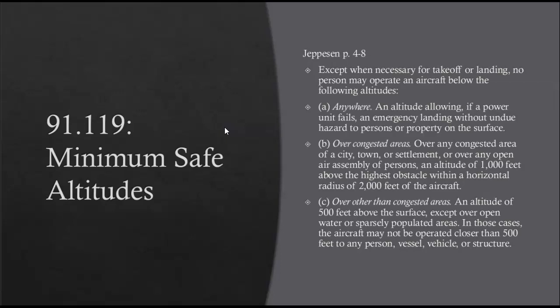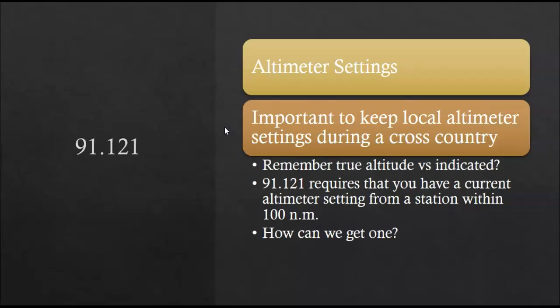If you're in an other than congested area, an altitude of 500 feet above the surface, except over open water or sparsely populated areas. In those cases, the aircraft may not be operated closer than 500 feet to any person, vessel, vehicle, or structure. Part 91.121 describes the rules for altimeter settings.